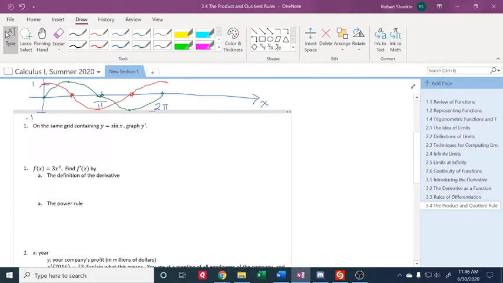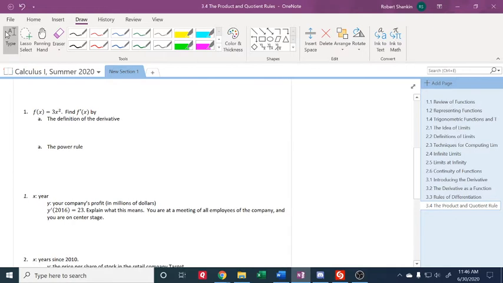All right, let's come down. F of x equals 3x squared. Find the derivative by the definition of the derivative. So you've got to remember the definition of the derivative and then work it out from there. It's the long way. And then B, which it said A again, by the power rule.